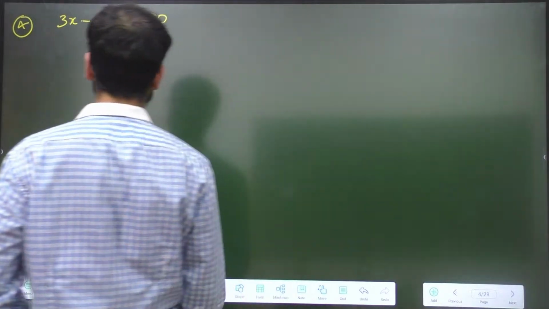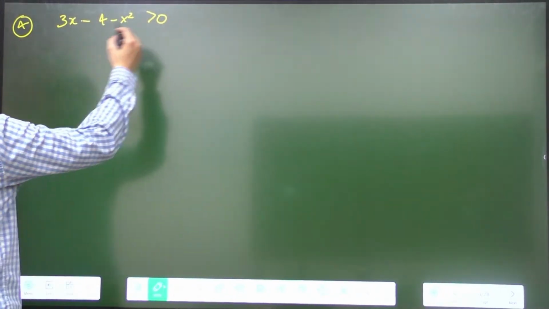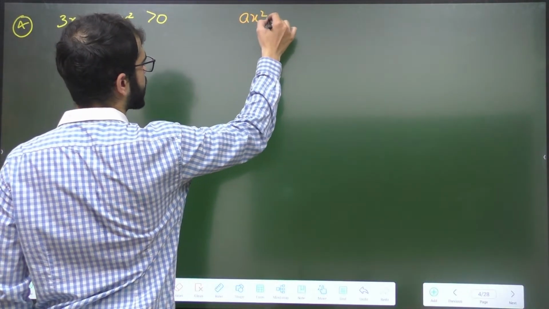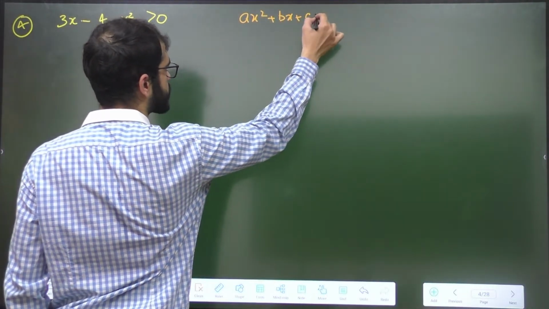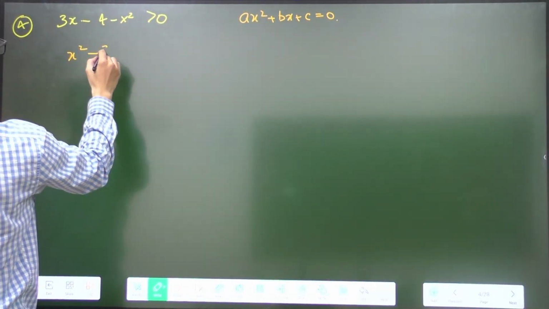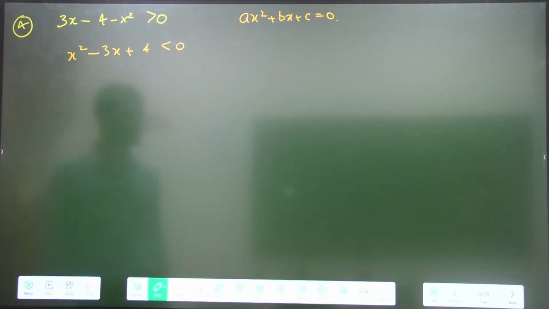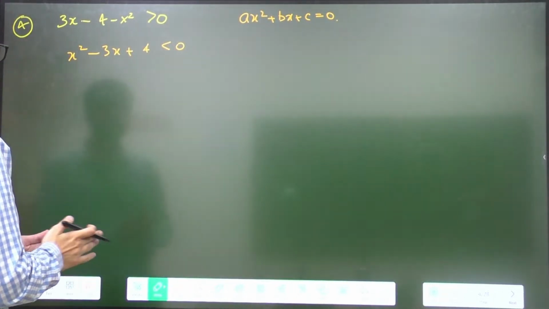Now it's a quadratic equation. Let's multiply it with a negative sign in order to make it in a standard form. A standard form of writing any quadratic equation is ax squared plus bx plus c equals 0. Let's try to convert this. I'll get x squared minus 3x plus 4 less than 0. Since this is my quadratic equation, now I have to solve it.